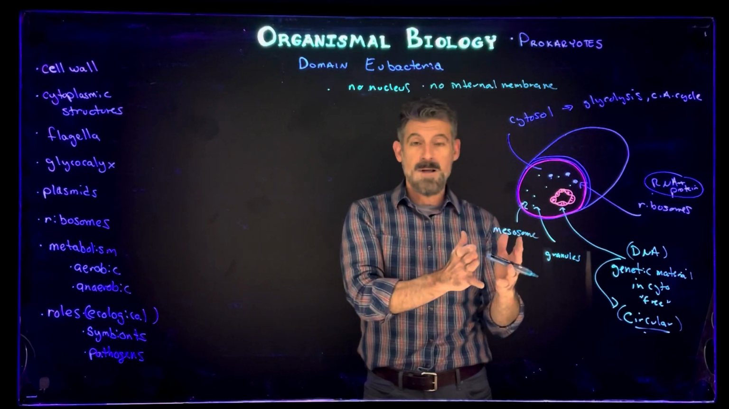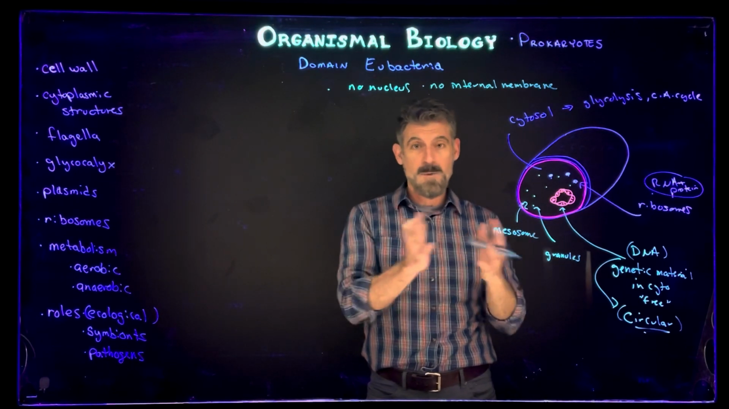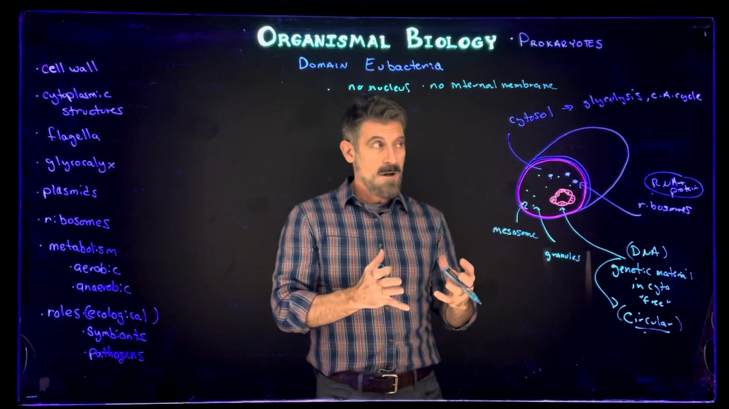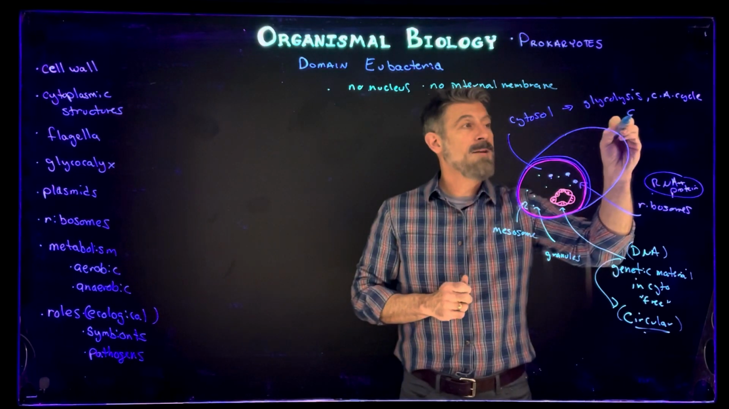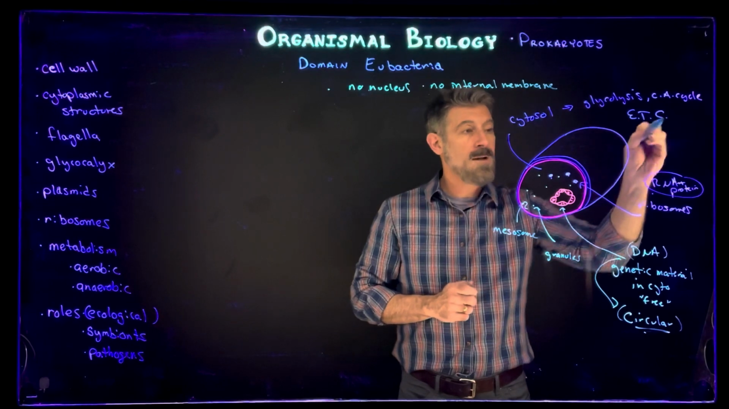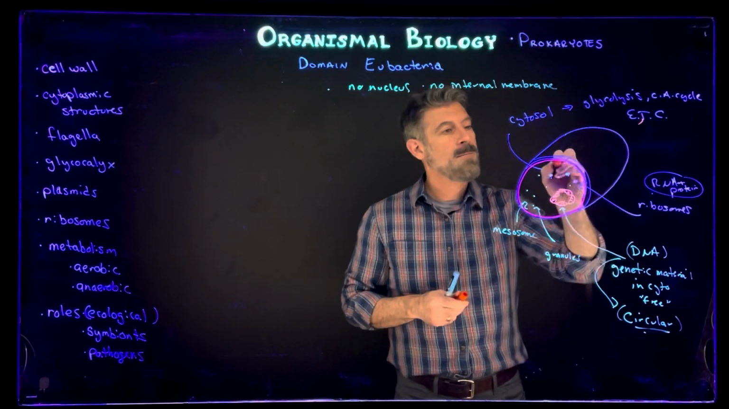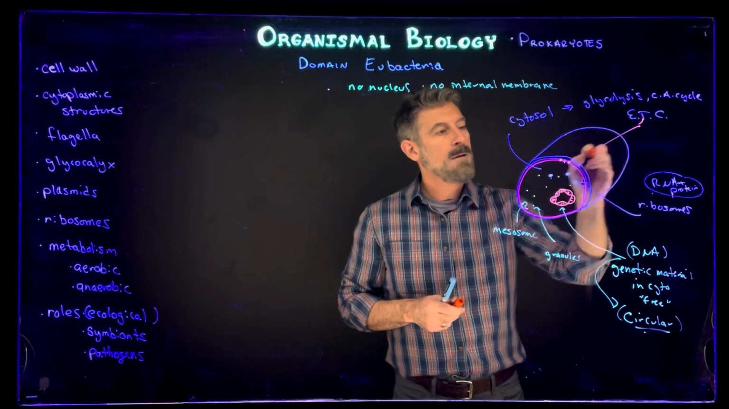Well, bacteria cells can do the exact same thing. This is part of the serial endosymbiosis and the origin of the mitochondria. All right, so they also have an electron transport chain. Okay, but that electron transport chain is located here in the cell membrane.